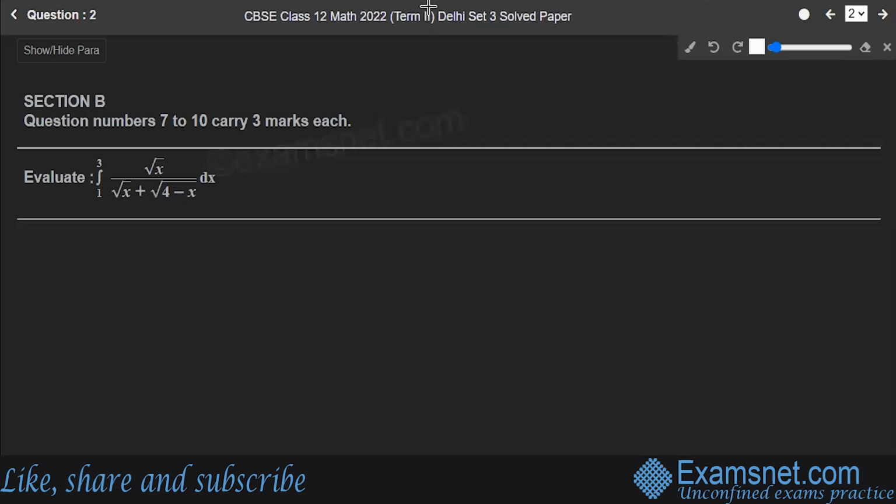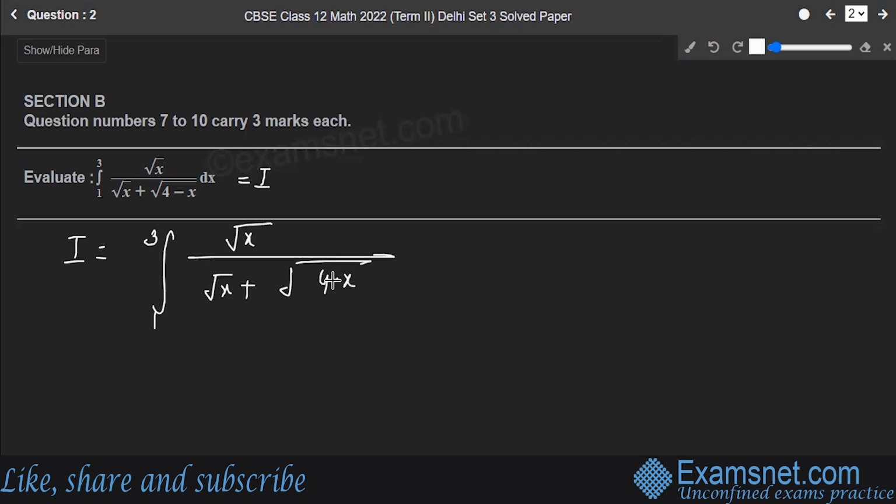Question number 2, you are dealing with the section B now. Now, this question is going to have the 3 marks. This particular question is a 3 marks question. Let's say this is equal to I. So, this I can be written as the integral from 1 to 3 of root of x divided by root of x plus root of 4 minus x dx.